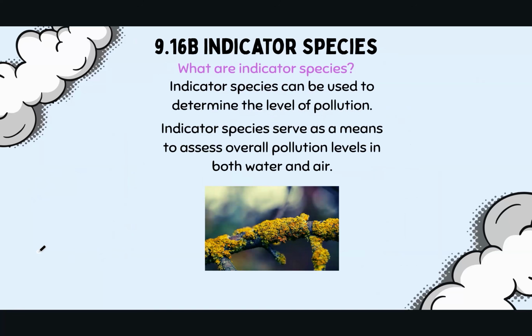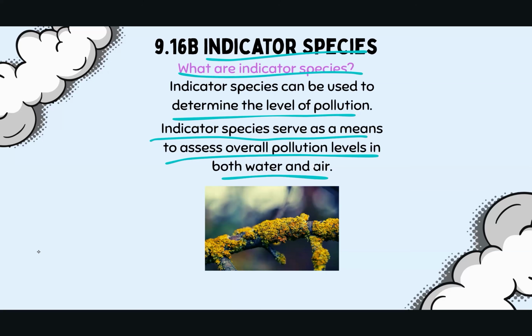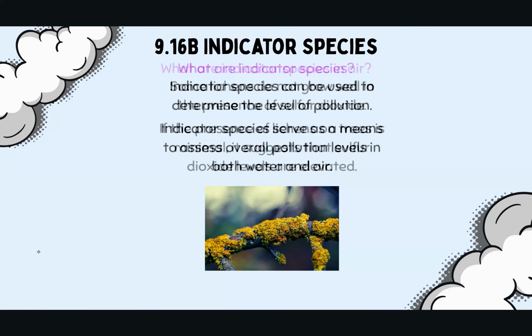So 9.16b refers to indicator species. So what's an indicator species? We gave an example before. There's certain types of insects that grow better in poor oxygen water. So that would be an indicator of pollution. So indicator species can be used to determine the level of pollution. Indicator species serve as a means to assess overall pollution levels in both water and air.